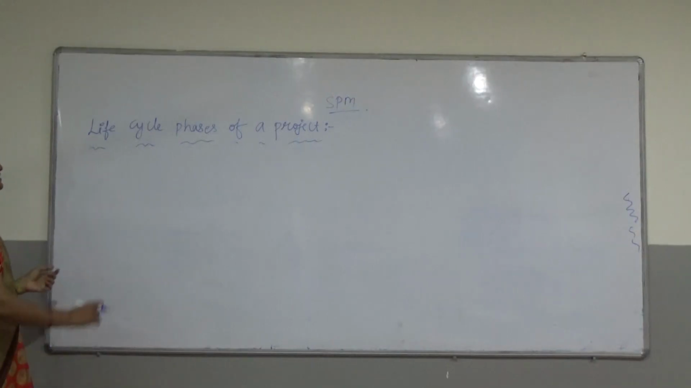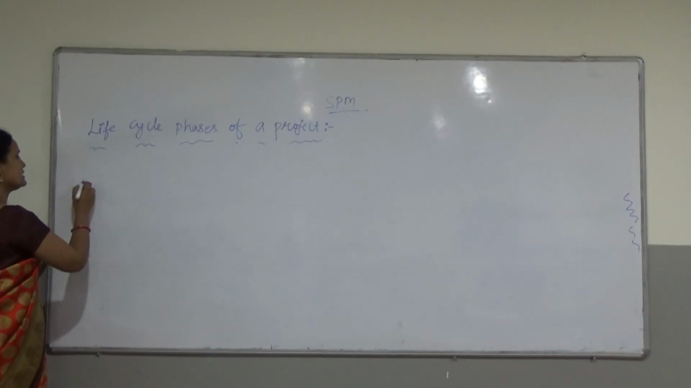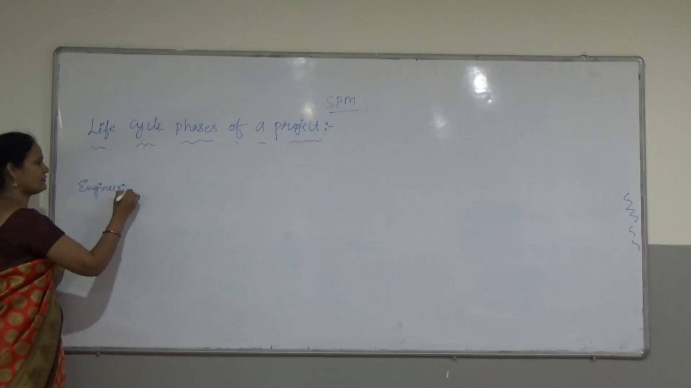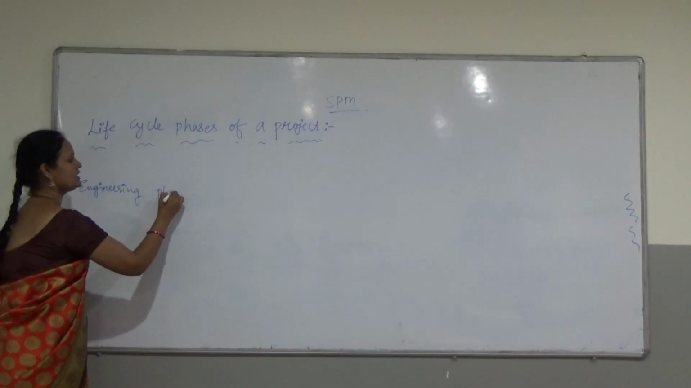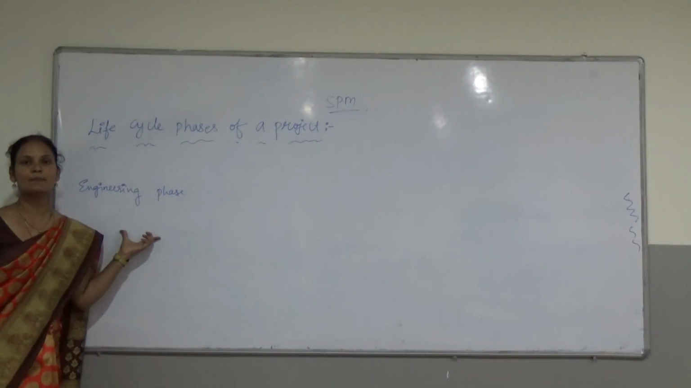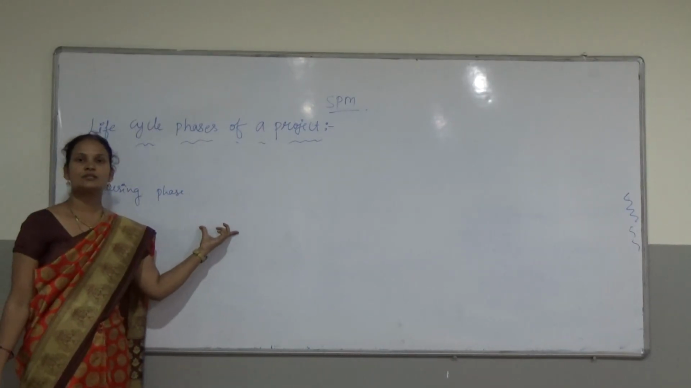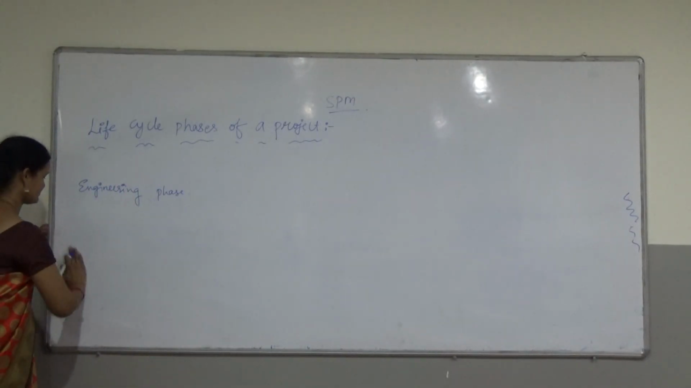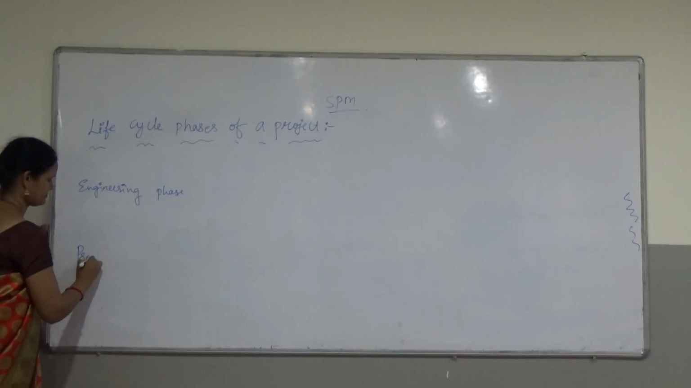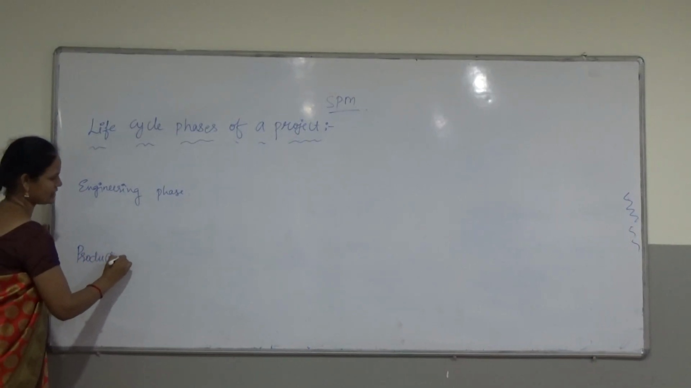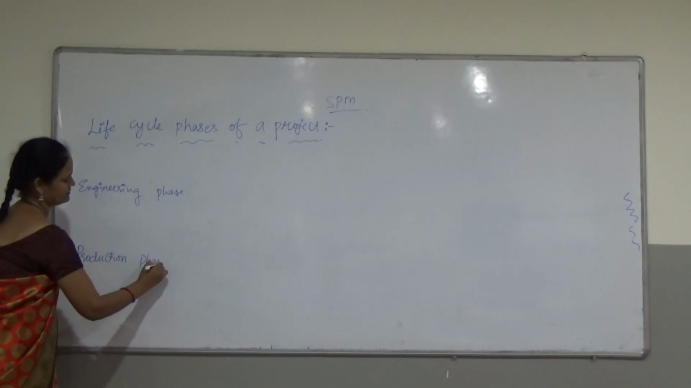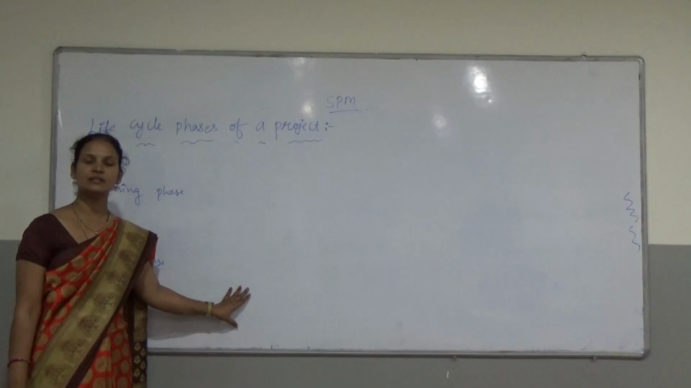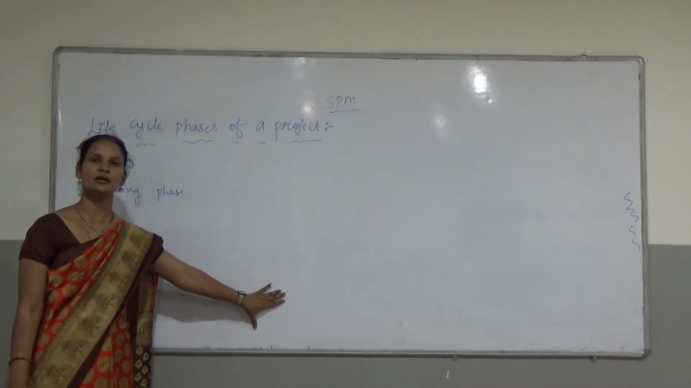Life cycle phases have two types. The first one is the engineering phase. The engineering phase discusses the idea of your project and the scope of your project. The second one is the production stage. The production stage discusses the implementation of the project, testing of the project, and the final output released to the user.